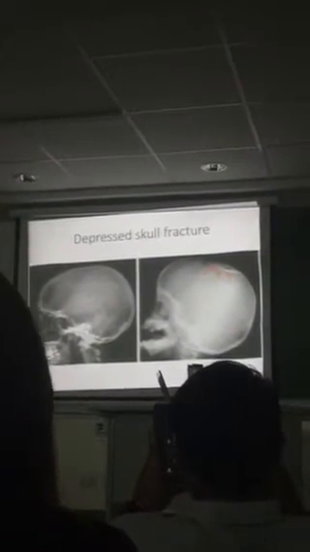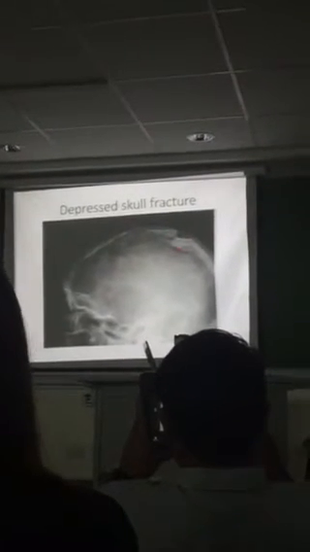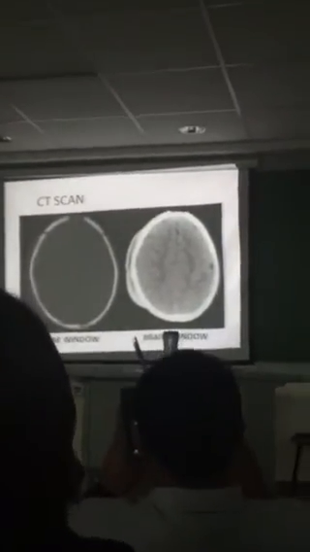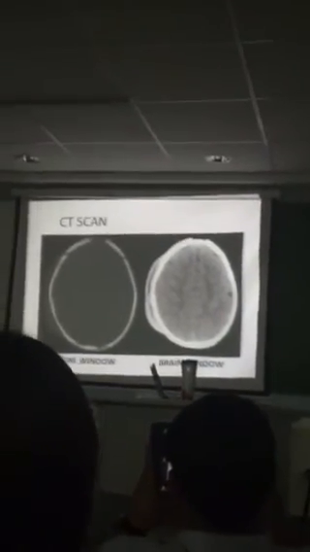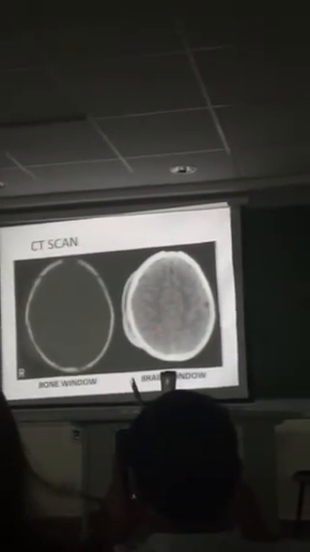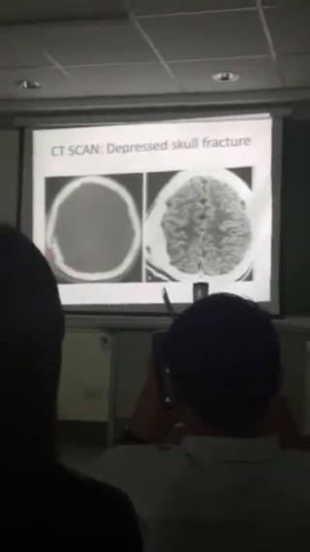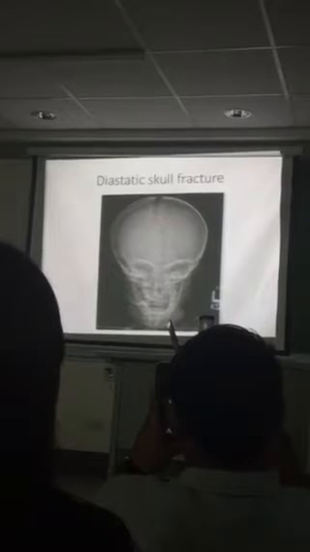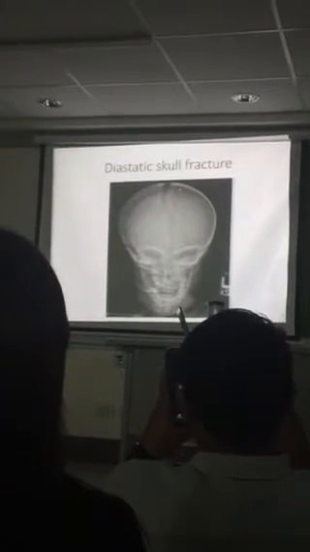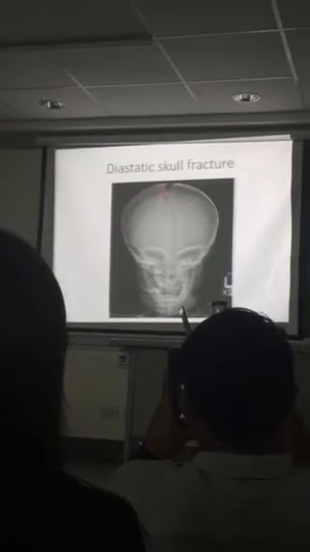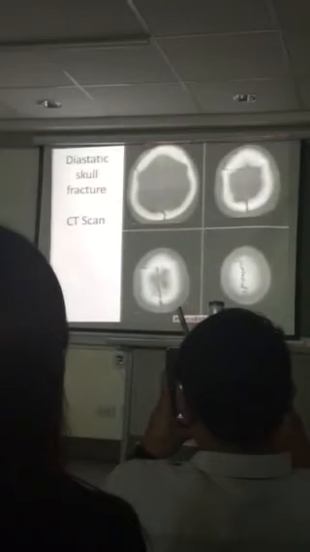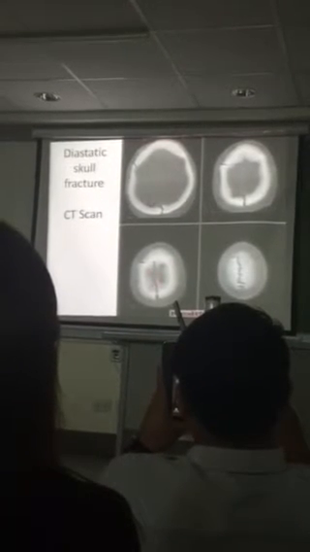This one, depressed fracture. Another example of depressed fracture. That won't come out, but just study it. So this is the difference between brain and bone window. Remember that. Another example of depressed fracture with overlying laceration. Diastatic fracture, when there is widening of the suture line, so the sagittal suture is widened. This is an example of diastatic skull fracture. Another example.